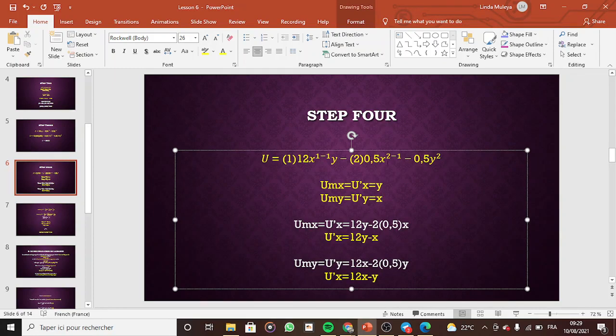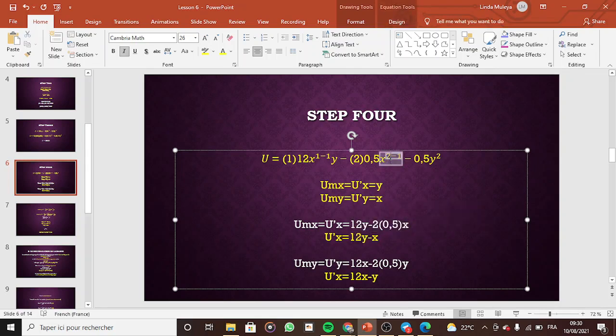So you bring down this 2, it comes here. When you multiply 2 by 0.5, it will become 1. And then 2 minus 1 is 1. X to the power 1 is just x. And that's why you have your x here. So coming back, 1 times 12 is 12. X to the power 0 is 1. And 1 times y is just y. And so you have 12y.